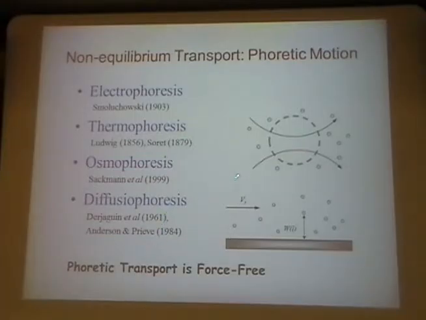You can have motion in a gradient of concentration even if you don't have a semi-permeable membrane. That effect is called diffusiophoresis and was studied by Deryagin first, and that basically comes because the solute molecules interact with the boundary, which is here.